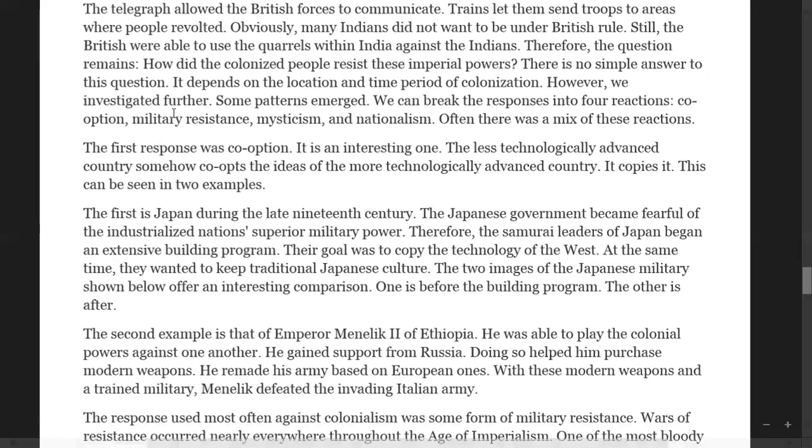So here at the end of the paragraph, they speak to the fact that while it was different in every country and every different time, four general patterns evolved that showed how people resisted colonizers. The first one was co-option. The second one was military resistance. The third was mysticism. And the fourth was nationalism. The authors are going to go over each of those with examples, and we're going to touch on them each, but those are the four things you want to highlight in answering question 2. You want to make sure your head is around them so you have an understanding of how people fought back against the imperial powers.